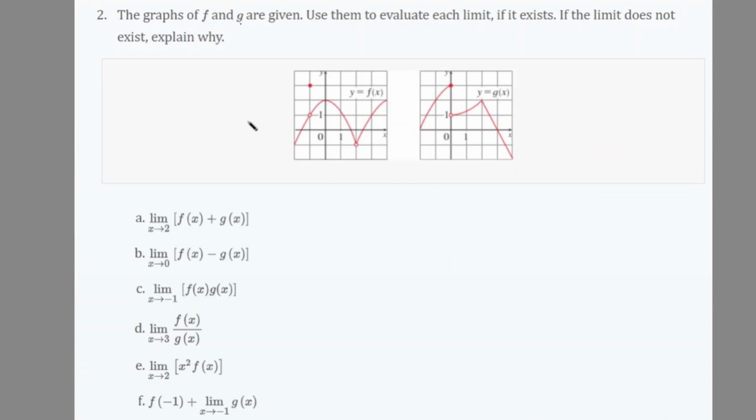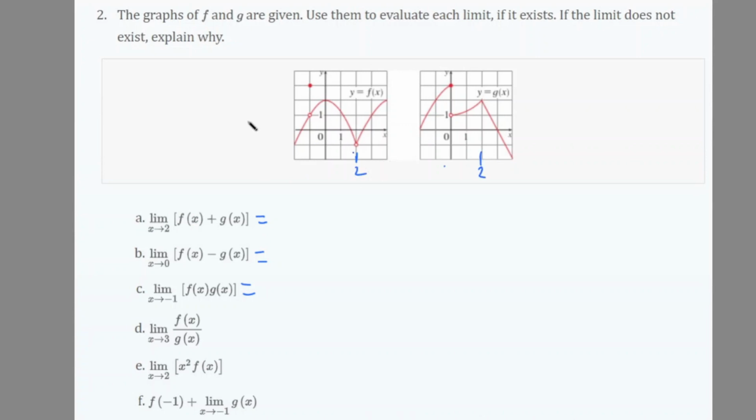The graphs of f and g are given. Use them to evaluate each limit if it exists. If the limit does not exist, explain why. So now instead of values, we're given two graphed functions we have to deduce the answers from. So let's start with A. The limit as x goes to 2 of f(x) plus g(x). So 2 is right here on both graphs.